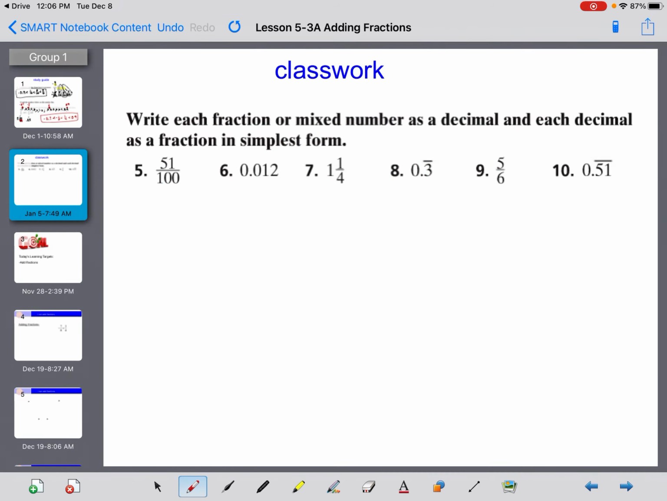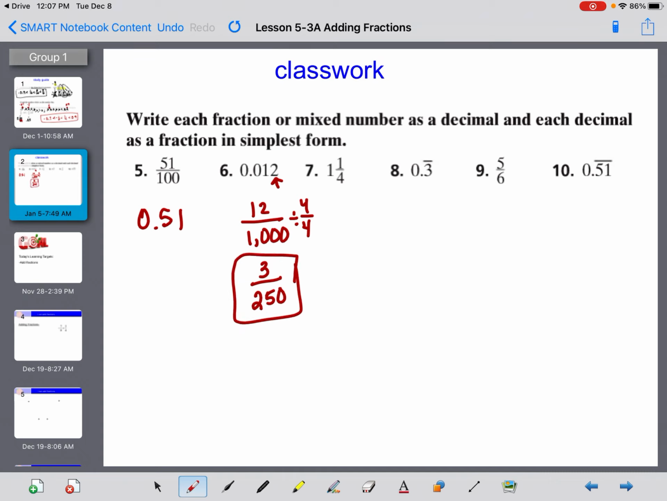All right, write each fraction or mixed number as a decimal, and each decimal as a fraction in simplest form. So 51/100. I see that 51 is over 100, so 51/100. The next one, the 2 is in the thousandths place, so 12 over 1,000. And then I can reduce it by dividing the numerator and the denominator by 4, and I get 3 over 250.